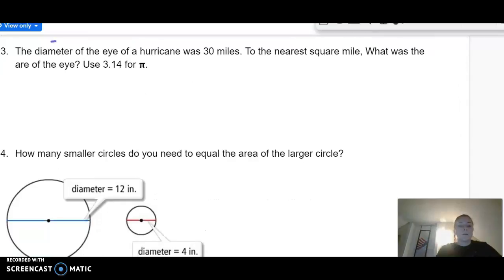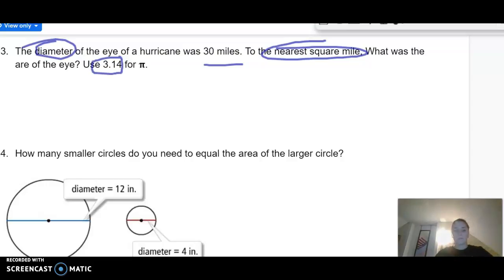The diameter of the eye of a hurricane was 30 miles. To the nearest square mile, what was the area of the eye? And we're using 3.14 for pi. Okay? So now we've got area equals pi radius squared. We know that our diameter equals 30.